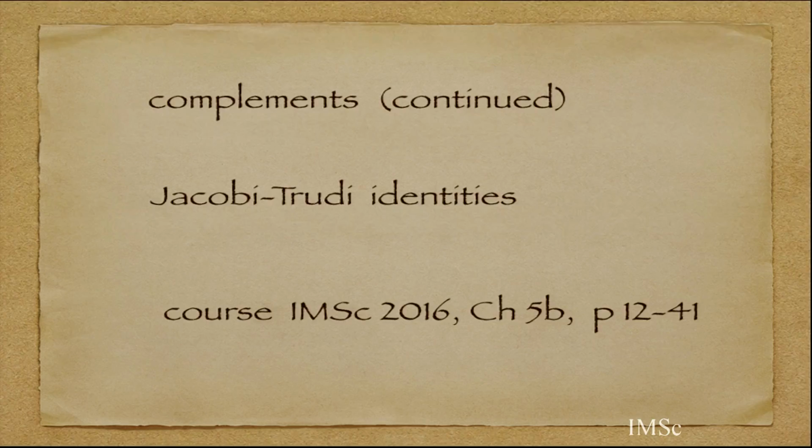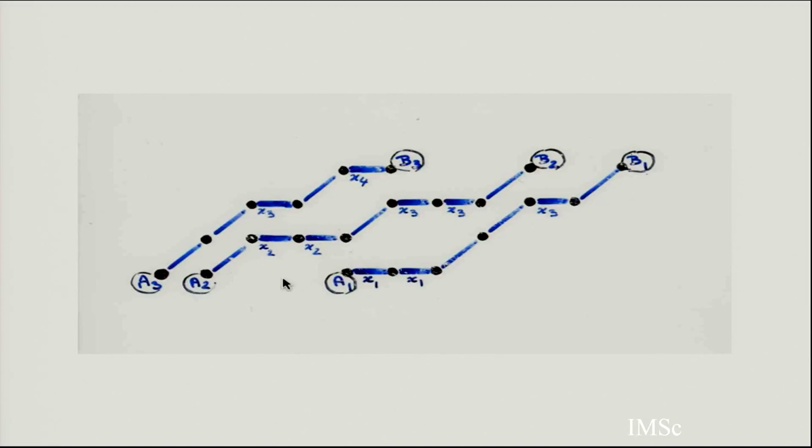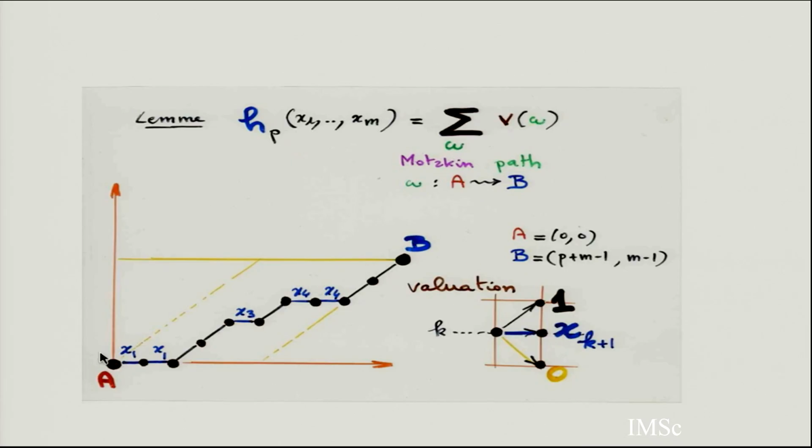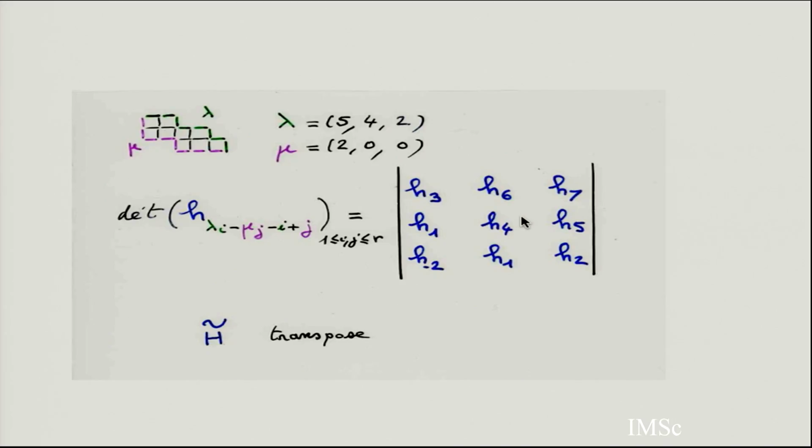So what are the Jacobi-Trudi identities? Chapter 5b, pages 12 to 41. This is one of the configurations of this. And this configuration, by the LGV lemma, is an explanation of this determinant of homogeneous functions. Each term of this determinant is a sum of the weights of some paths. These homogeneous symmetric functions are interpreted by this. And this determinant becomes this.